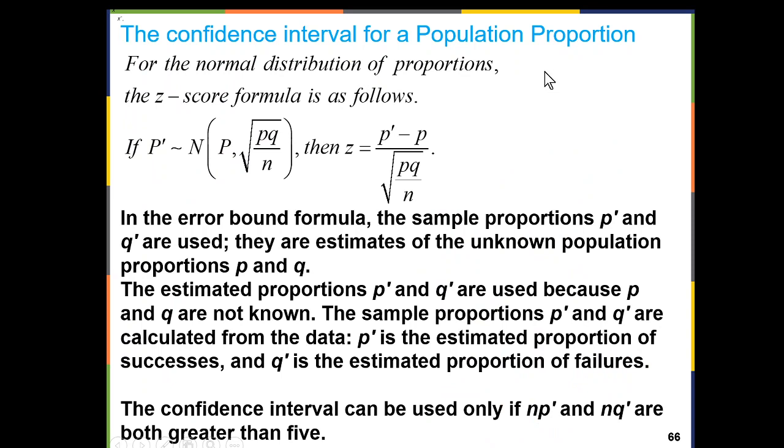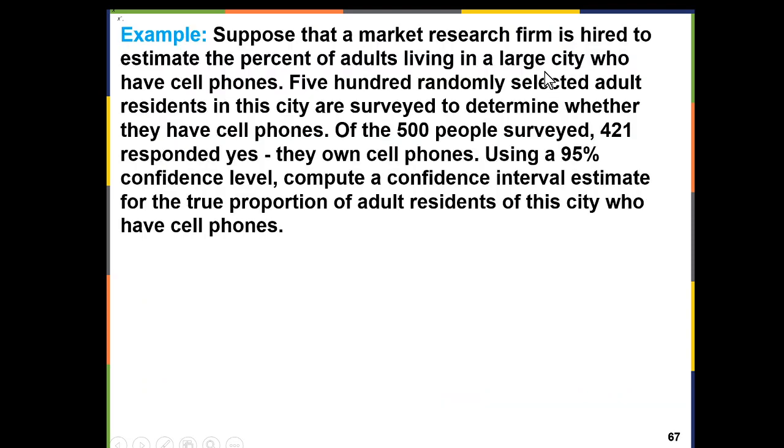So let's do an example. Suppose that a market research firm is hired to estimate the percent of adults living in a large city who have cell phones. Five hundred randomly selected adult residents in the city are surveyed to determine whether they have cell phones. Of the 500 people, 421 responded yes. Using a 95% confidence level, compute a confidence interval estimate for the true proportion of adult residents of this city.